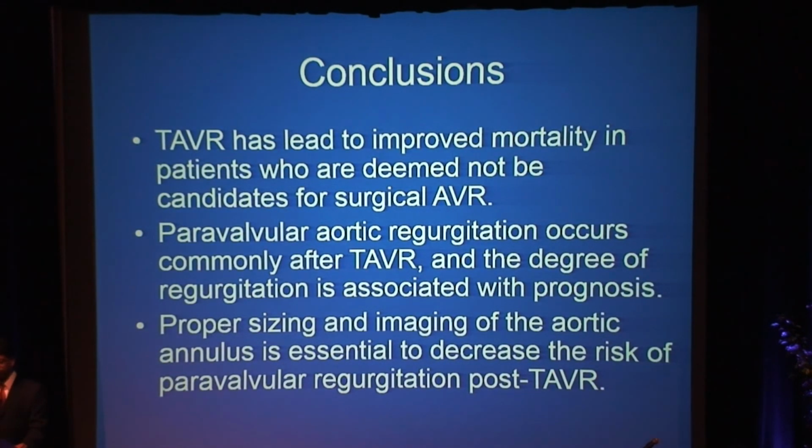So, in conclusion, TAVR has been shown to lead to increased survival in patients who have aortic stenosis who are not good candidates for surgical AVR. Paravalvular aortic regurgitation occurs commonly after TAVR, and the degree of regurgitation is associated with prognosis. And proper sizing and imaging of the aortic annulus is essential to decrease the risk of paravalvular regurgitation post-TAVR.